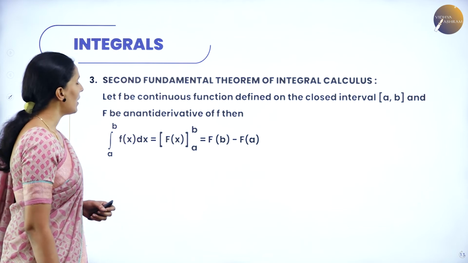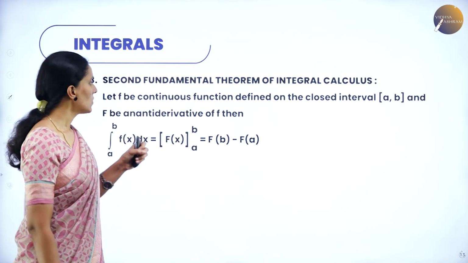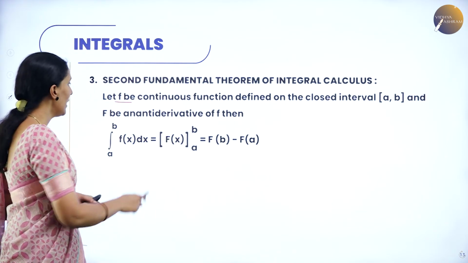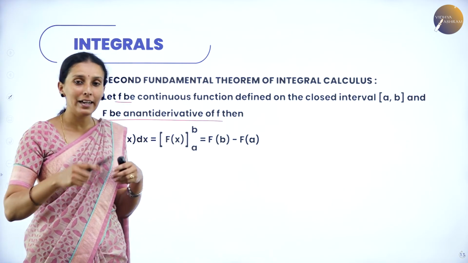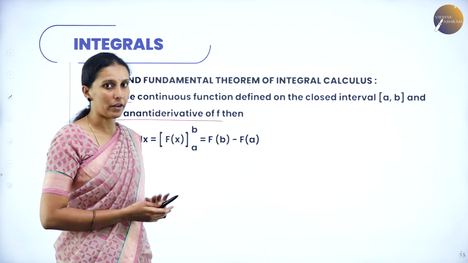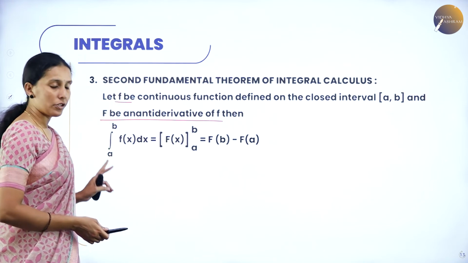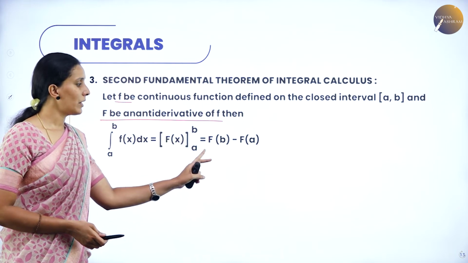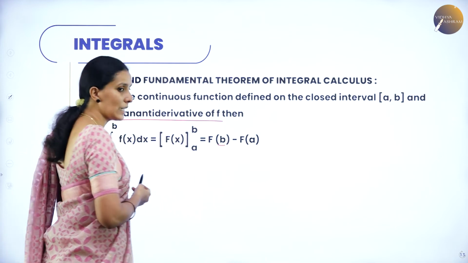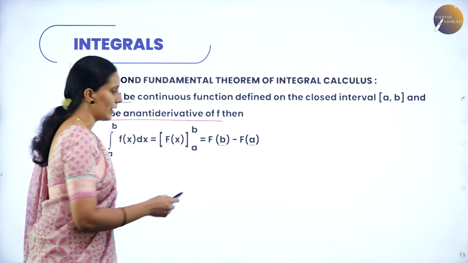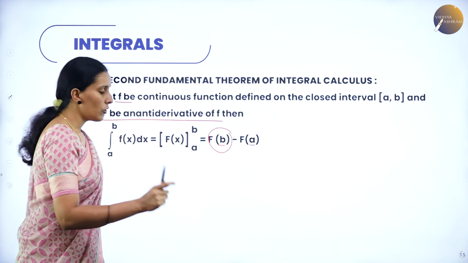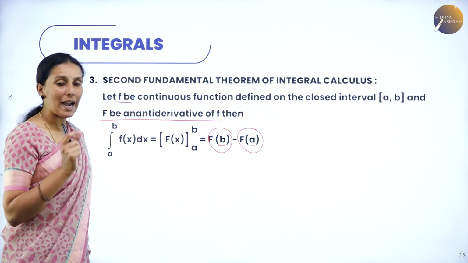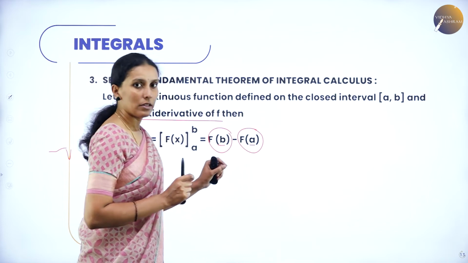Let's see the second fundamental theorem of integral calculus. Here, let f be a continuous function on the closed interval [a, b], and let F be an antiderivative of f. Antiderivative is nothing but the integral of the given function. Then the integral from a to b of f(x) dx is defined as [F(x)] from a to b, which is F(b) − F(a), where b represents the upper limit and a represents the lower limit. Thus F(b) represents the value of the antiderivative at b, and F(a) denotes the value of the antiderivative at point a.